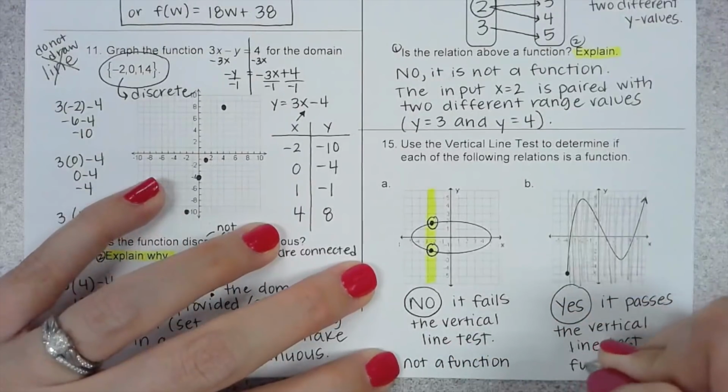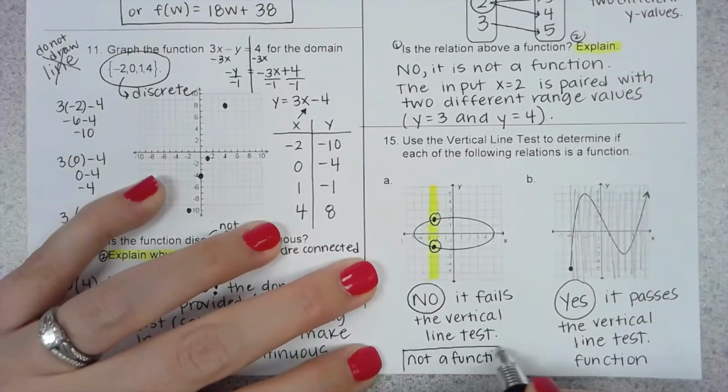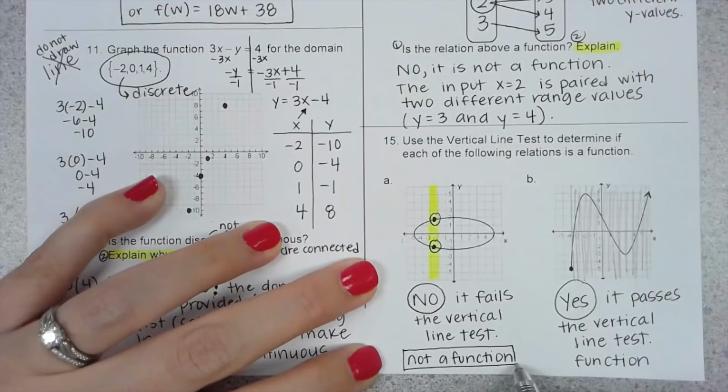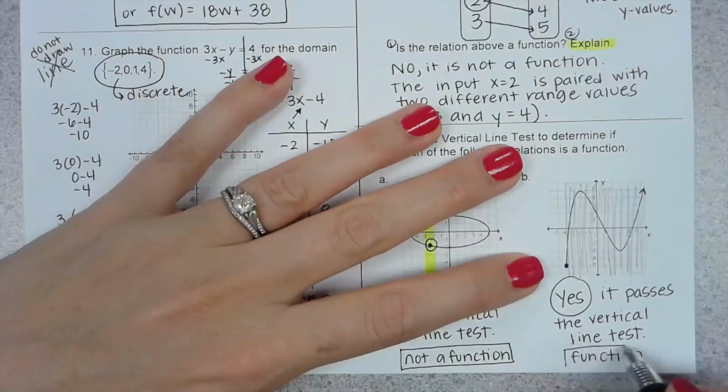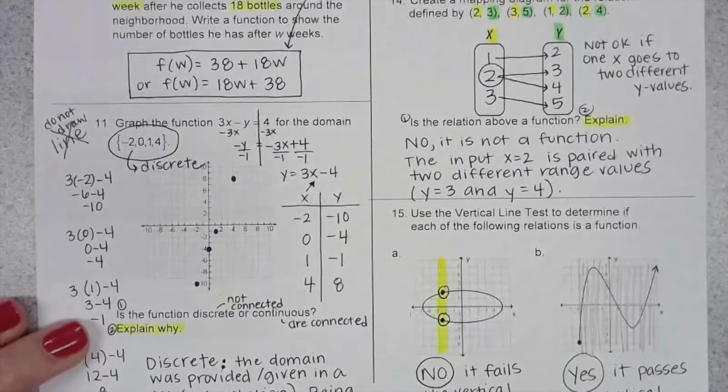So this one's not a function, and this one is a function. And so that's how you can tell the difference between whether something is a function or whether something's not a function just by looking at the graph. So you wouldn't necessarily need an equation, a mapping diagram, a table, or a set of ordered pairs to answer that question there.